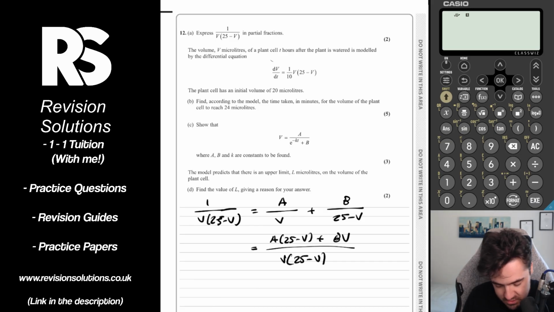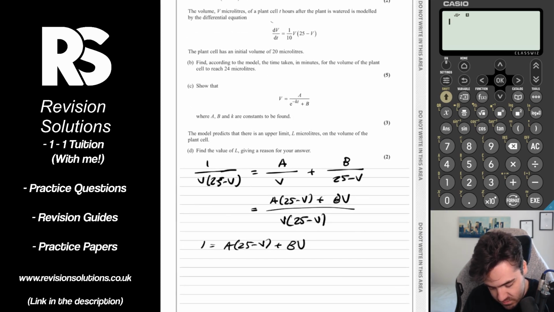So now if the denominators are identical, the numerators must be identical. So that is to say 1 must equal a times 25 minus v plus bv for all values of v. So let's pick nice ones. First one I'll pick is v is 25. That would give us 1 equals, this guy would go to 0 because I picked 25, so it would just be plus 25b, meaning that b must be 1 over 25.